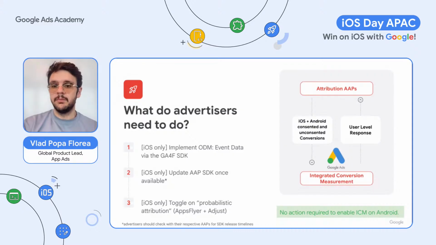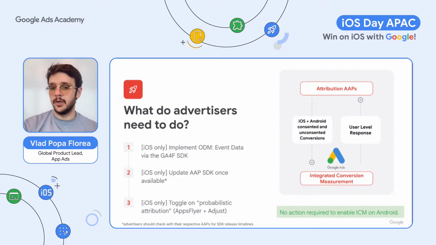Obviously, the first step is to implement the on-device conversion measurement solution using event data by updating to the latest version of the Google Analytics for Firebase SDK available as of this week. The second step will be to upgrade to the latest version of your App Attribution Partner SDK or MMP SDK whenever available. Please reach out to your respective MMP for more information on timelines.